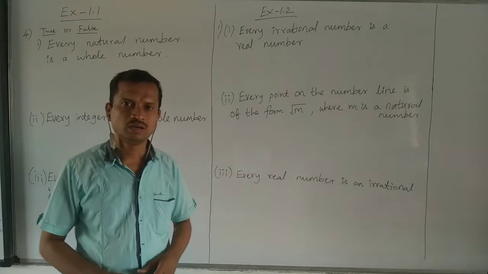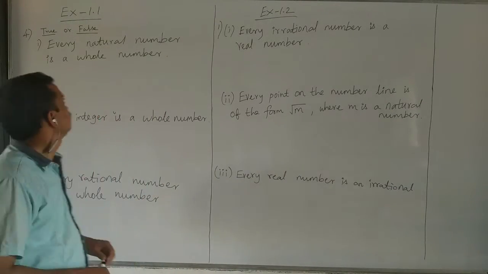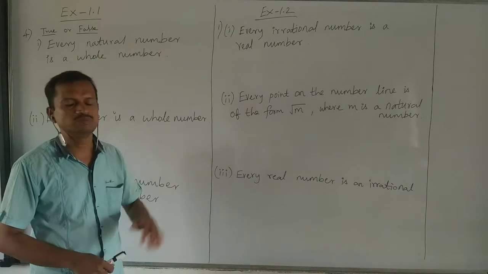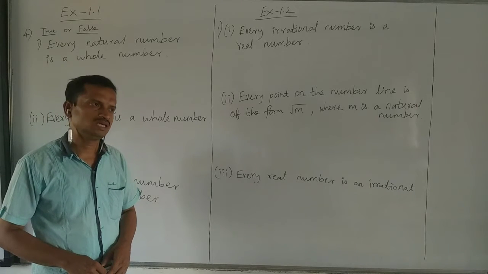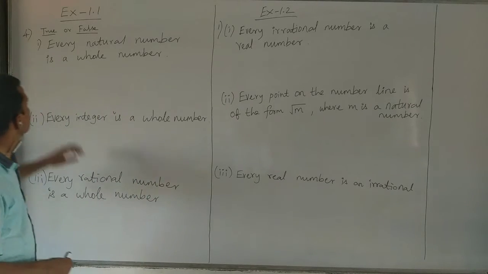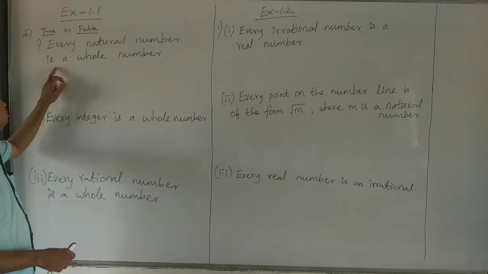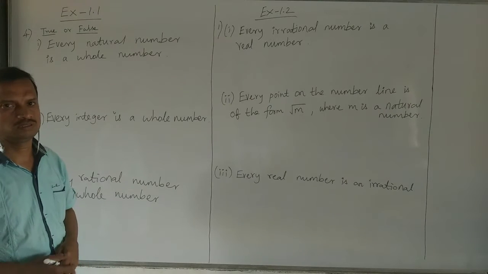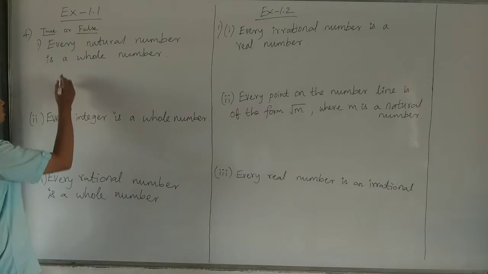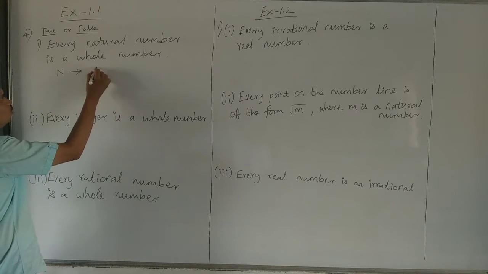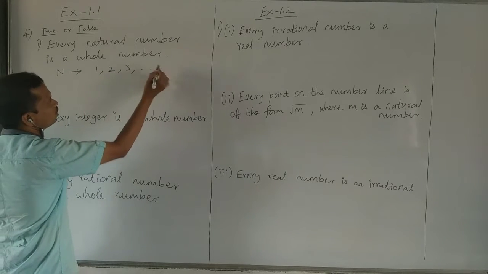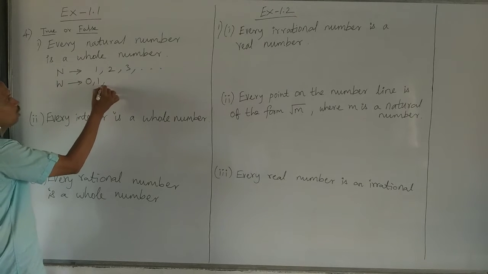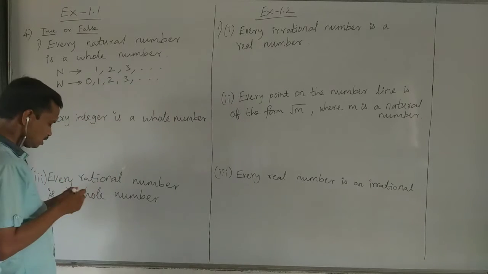Okay students, now listen. Exercise 1.1. The fourth sum is true or false. The statements will be given and you have to say whether the given statement is true or false. Every natural number is a whole number. Do you know what is natural number? Natural number means 1, 2, 3, etc. Counting numbers. Whereas whole number means 0, 1, 2, 3, etc.